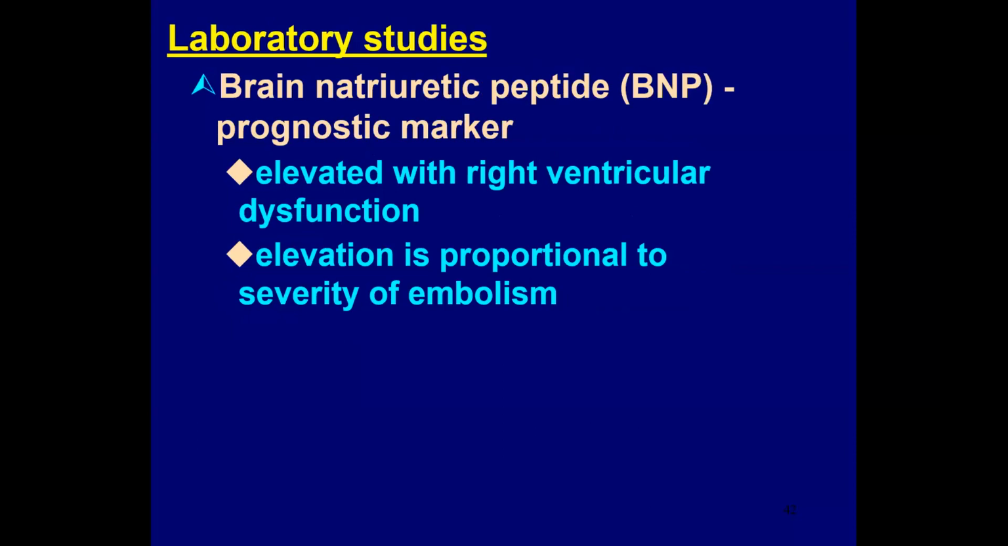BNP, brain natriuretic peptide, is also a prognostic marker. If it is elevated, it will be elevated with right ventricular dysfunction, and elevation of the BNP is proportional to the severity of the embolism. So the BNP can tell us how bad it is.